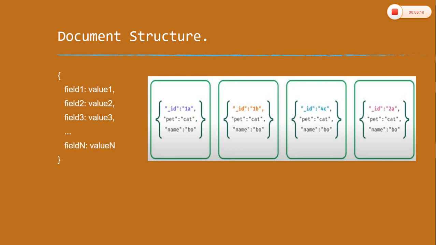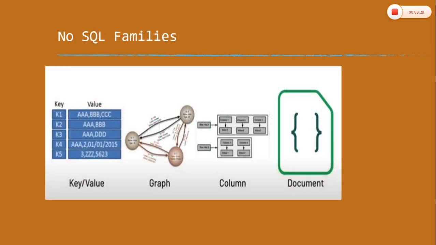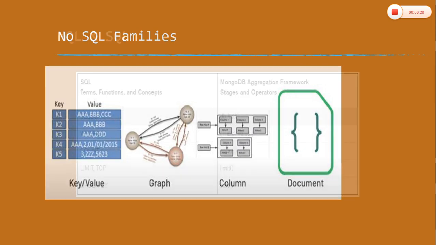Similar to a relational database, where we write a primary key for giving unique values, that is not going to happen in MongoDB. MongoDB internally creates an _id itself for every document. NoSQL families include key value, graphs, columns, and documents. All these come under the NoSQL families.